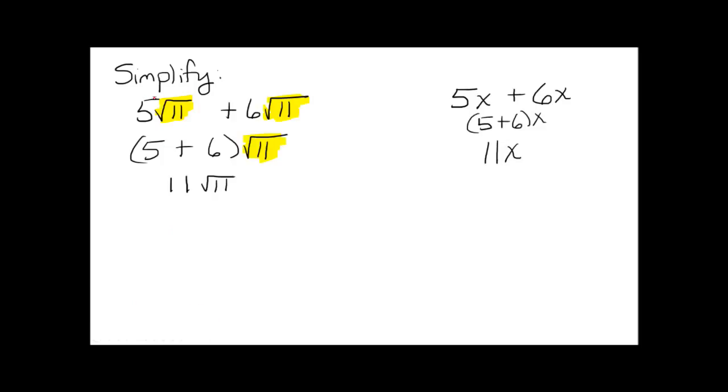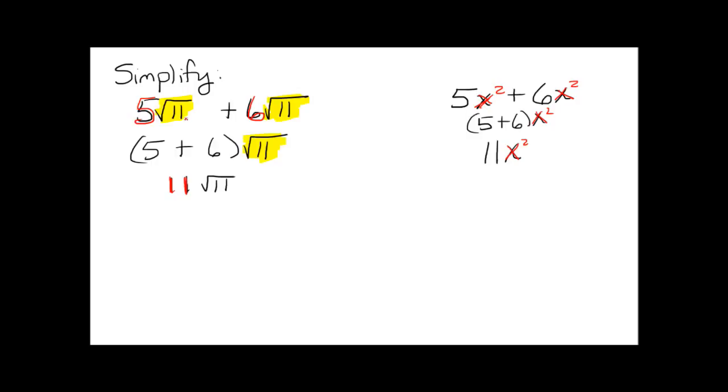What did we ultimately do? We took the 5 from the front and the 6 from the front. We added them together and we got 11. But the only reason that worked is because they both had exactly the same radical. Just like over here, we had an x, but it also would have worked if we had an x squared, right? It would have worked if we had an x cubed. Anytime we have the same exact number, we can just add the coefficients.